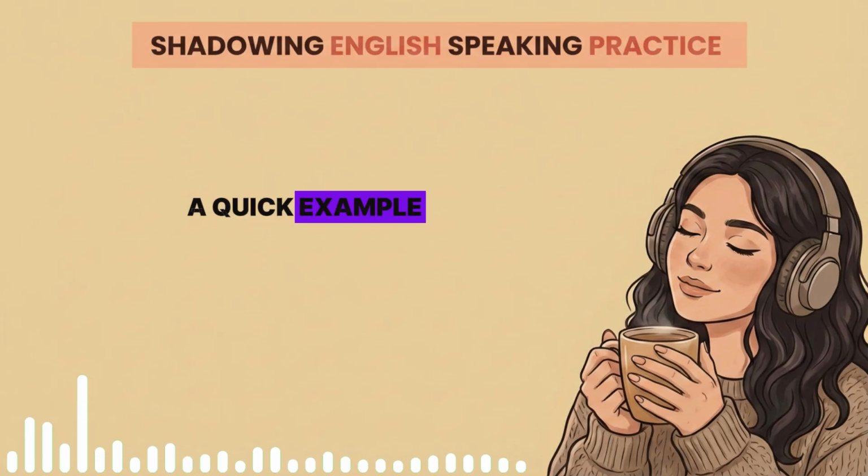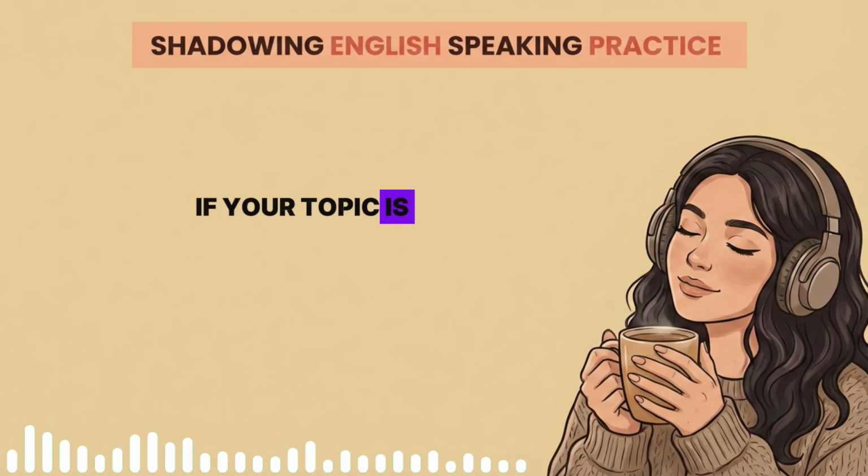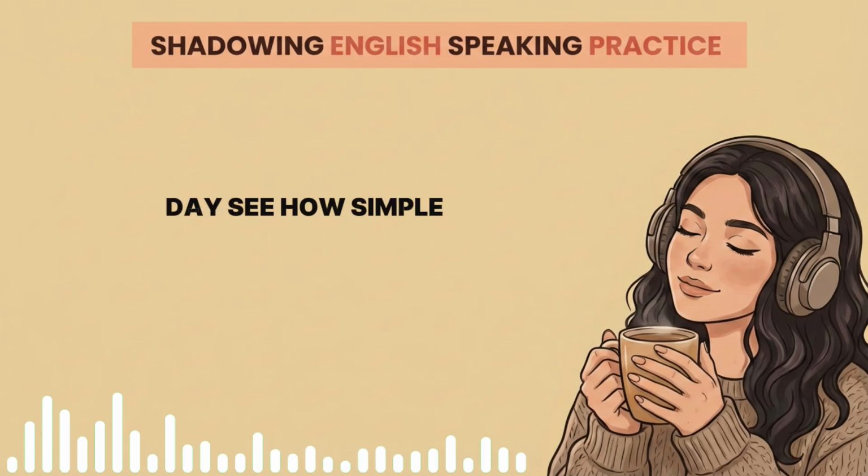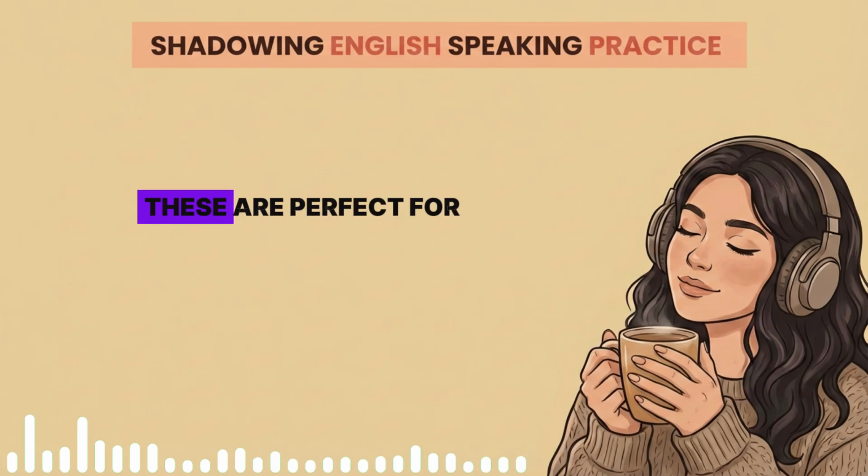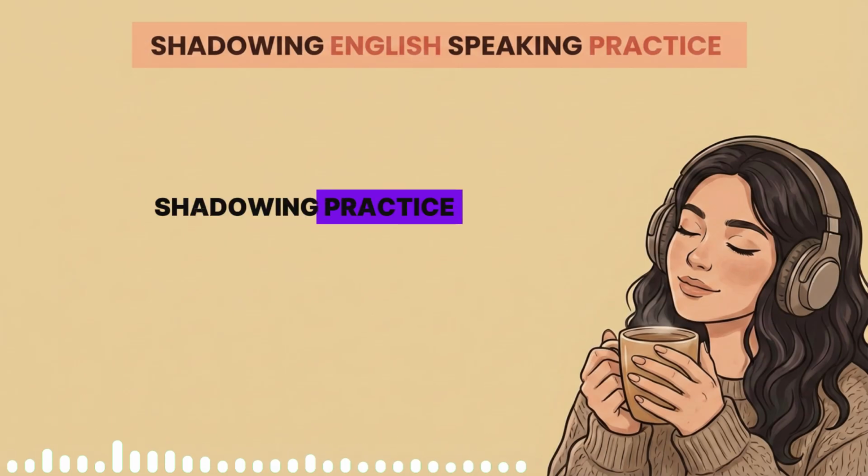Let me give you a quick example. If your topic is morning routine, you could write, "I wake up at 7 o'clock. I stretch my arms and legs. I make a cup of tea. I sit by the window. I think about my day." See how simple that is? These are perfect for shadowing practice.